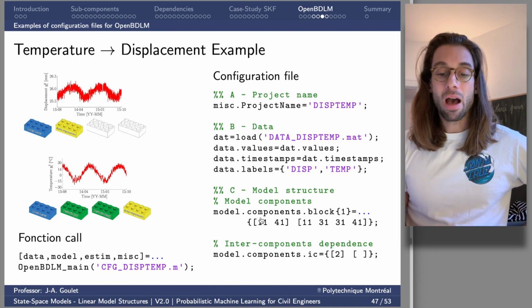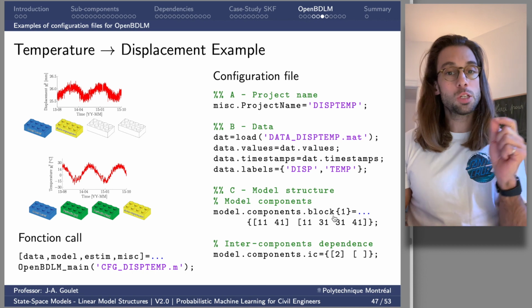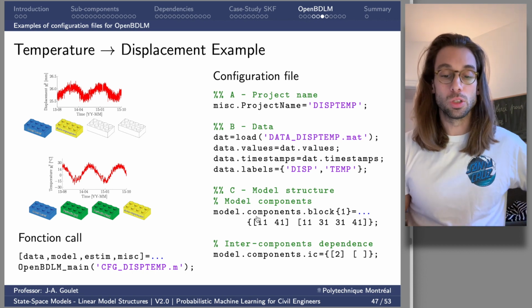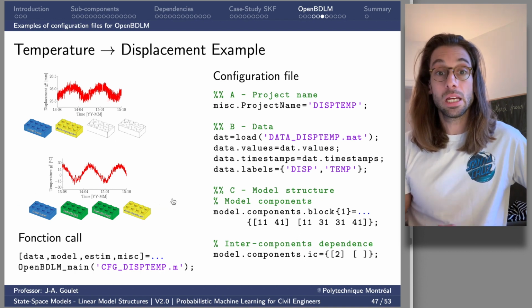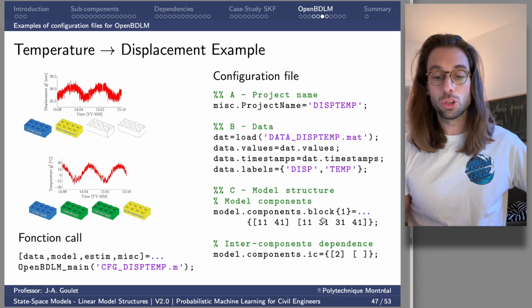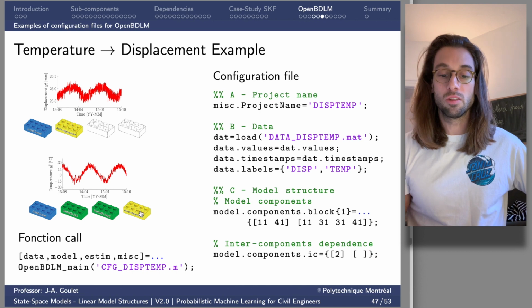Now I need to define in those brackets 2 vectors, which blocks are associated with each component. So block 11 is local level, the second block is 41, autoregressive. My second vector is for my second set of blocks. So 11 local level, 31, 31, so 2 periodic, and 41 an autoregressive block.